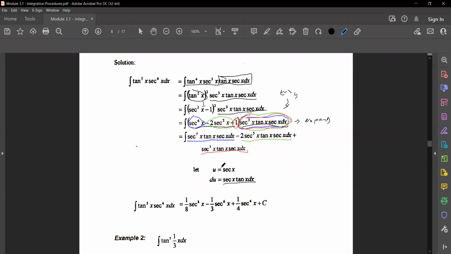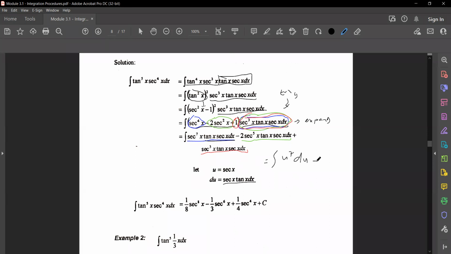So ano na to? Sinimplify na to. Medyo mahaba na yung solution kasi dito. So we have the integral of secant x, so that is u, u raised to 7. Ito kasi secant tangent to, diba? So this will be your du na, or u raised to 7 du.